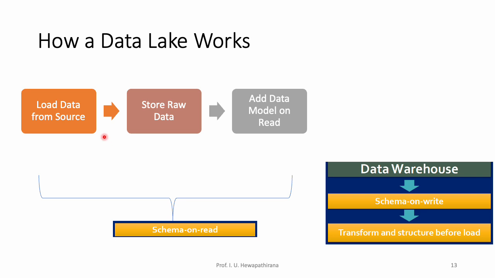Let's try to understand how a data lake works. First of all, the data gets loaded from its source, and then it is stored in the raw native format. Until it is needed, it is stored in the raw format. Then at the time of application, it can freely read the data and add the necessary structure or data model to the data. So this is called schema on read.